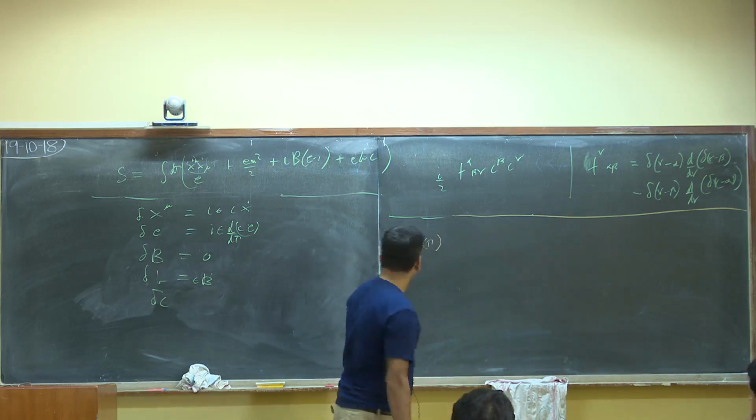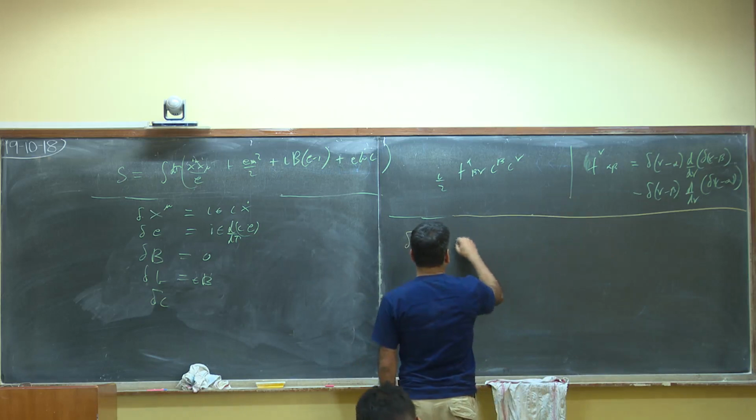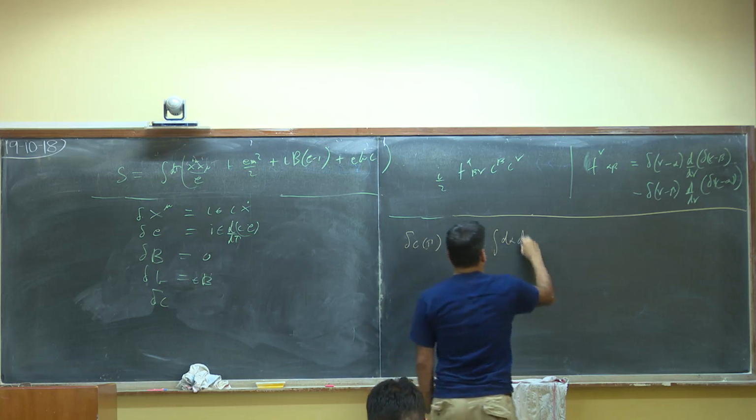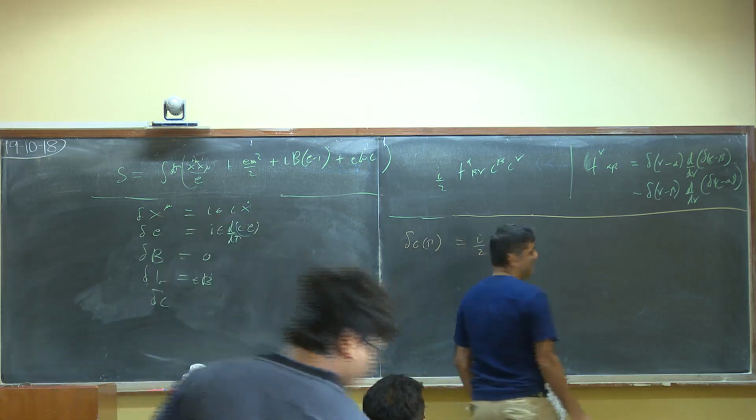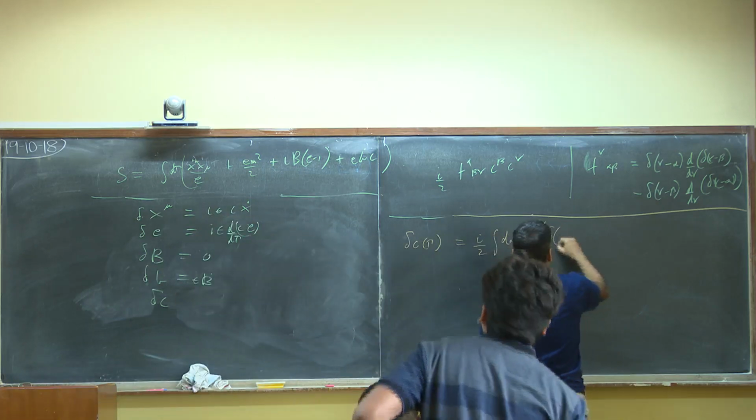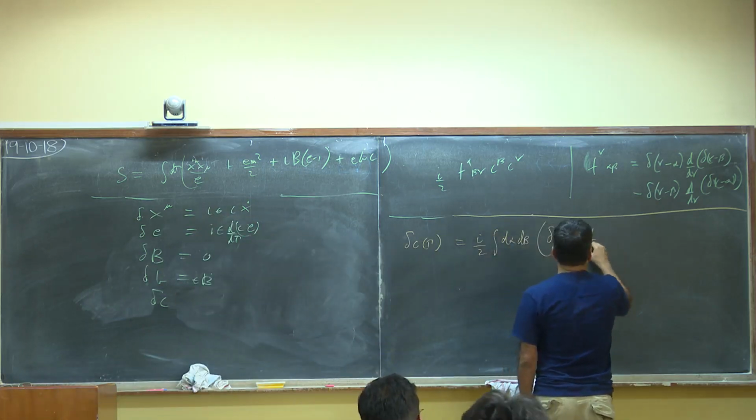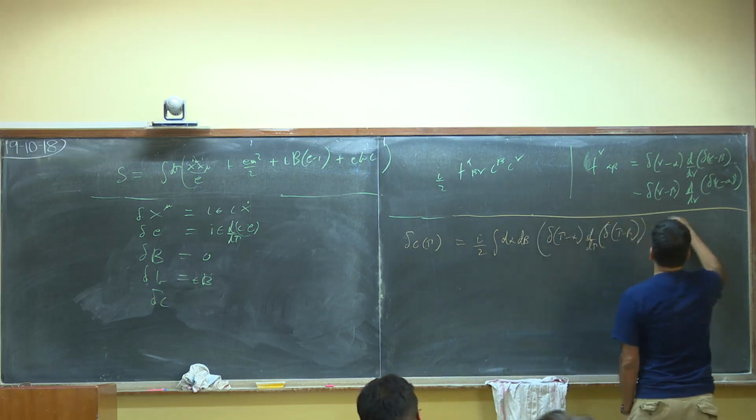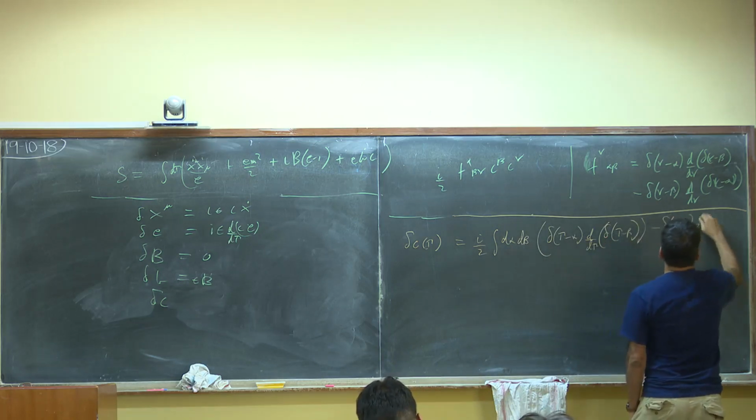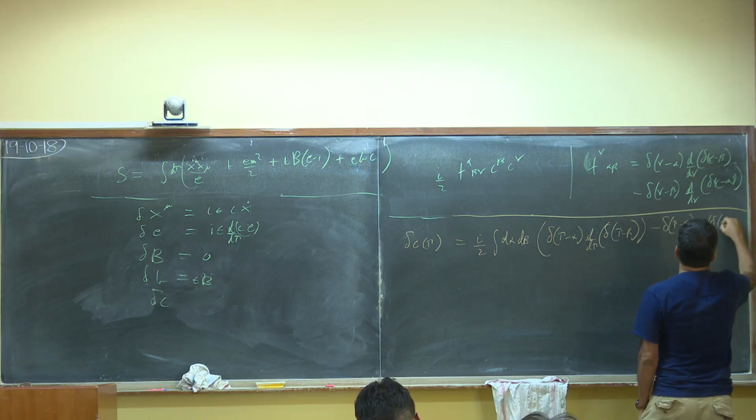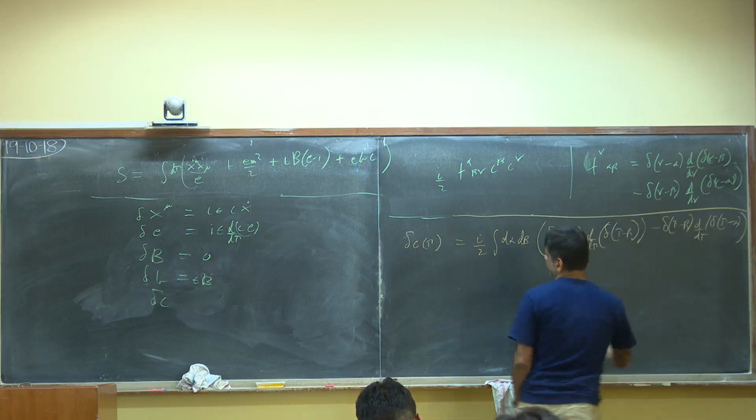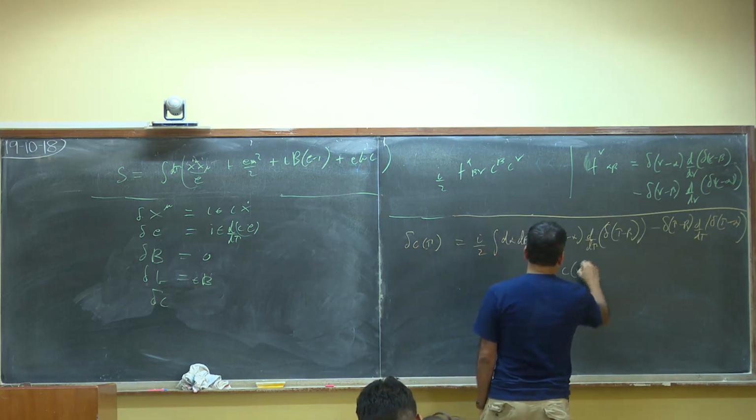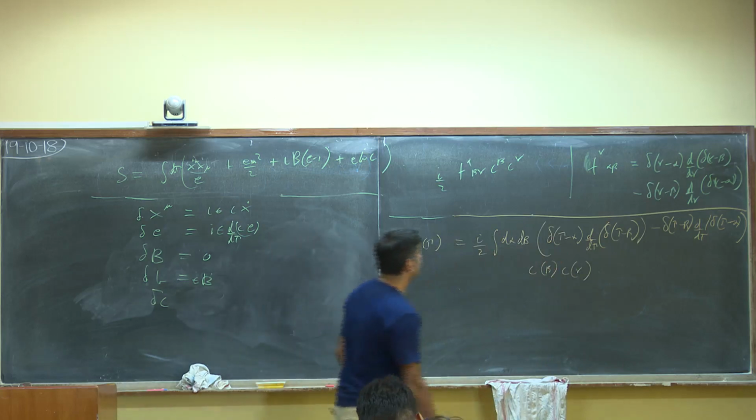Okay, so delta c gamma is equal to i by 2 integral d alpha d beta, delta of tau minus alpha d by d tau delta of tau minus beta, minus delta of tau minus beta d by d tau delta of tau minus alpha. And then what we have to do is to multiply this by c of alpha, c of beta.